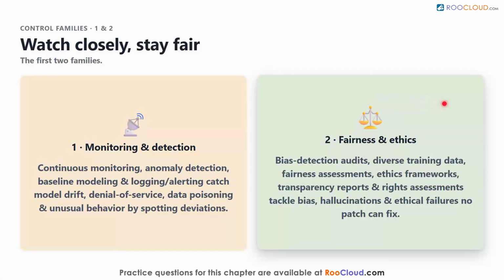The second family is fairness and ethics controls. Bias detection audits, diverse training data, fairness assessments, ethics frameworks, transparency reports, and fundamental rights impact assessments tackle bias, amplification, hallucinations, and ethical failures that no technical patch can fix.